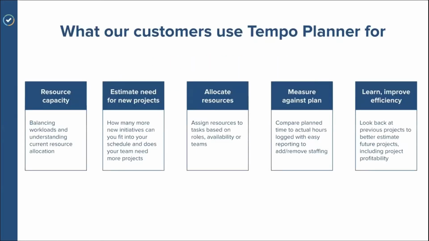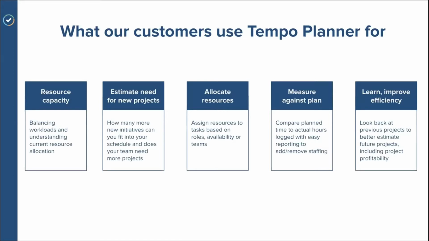Well, what are some of our customers using Tempo Planner for? Some of the main use cases we see is, first of all, for resource capacity, to balance workloads and ensure on-time delivery and minimize the overcommitment of resources. Now, for customers in professional services, it's more about estimating the need and opportunities for new projects. For others, it's about allocating resources directly to Jira issues to achieve real-time, accurate insights into utilization and availability.